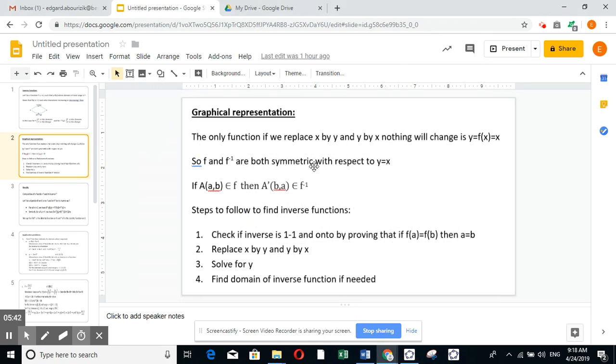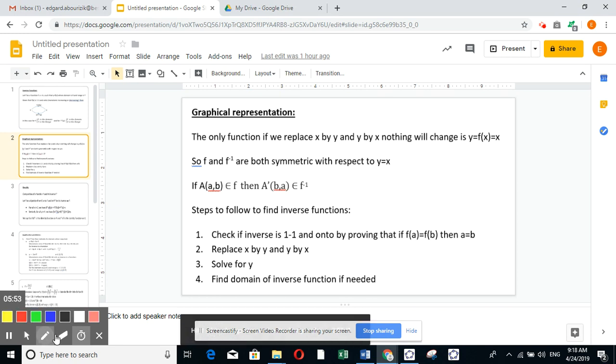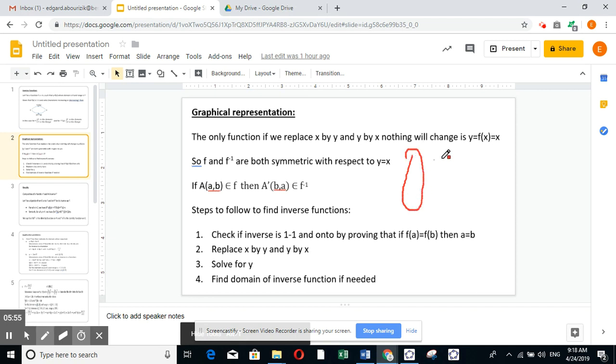Steps to follow to find the inverse function. First of all, we must check that the function is monotonic. It means one-to-one and onto, by proving that if f of a equals f of b, then a is b. What does this mean? Suppose you have a and b, and suppose they are different at first. The proof is said to be one-to-one if f of a equals f of b, equal to the same point.